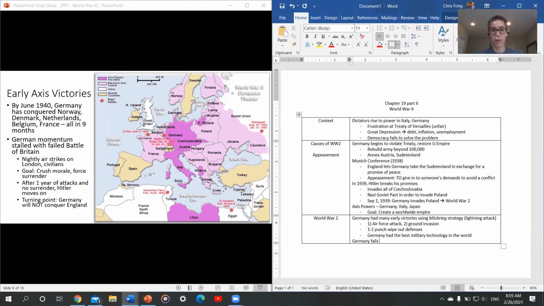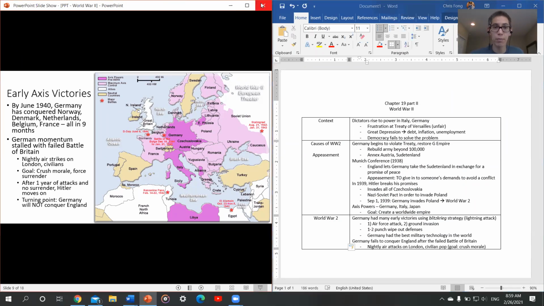So we'll say Germany fails to conquer England after the failed Battle of Britain. The Battle of Britain was nightly air attacks on London and civilian populations. The goal here again was to crush morale, but eventually Hitler gives up and he moves on.